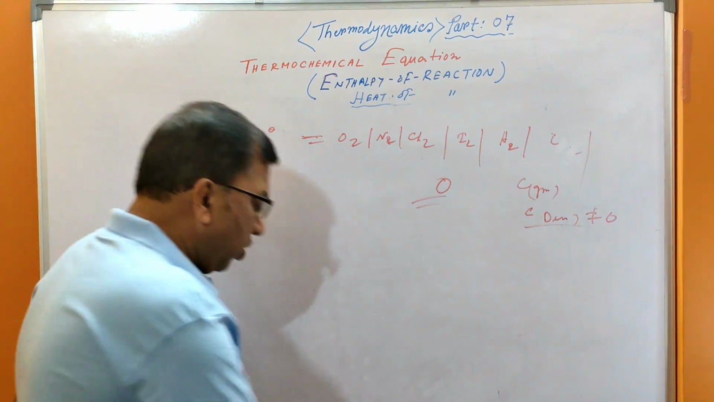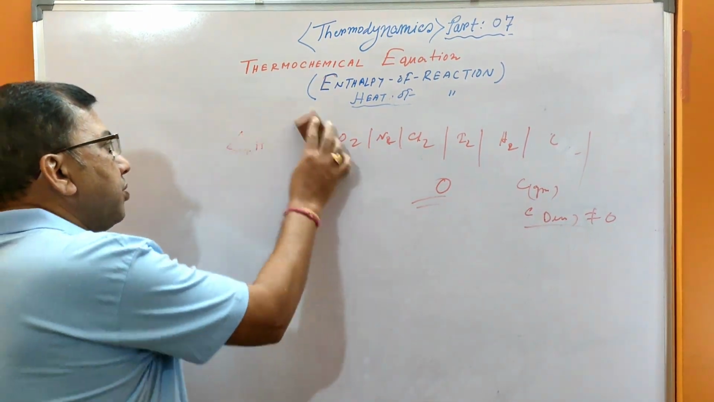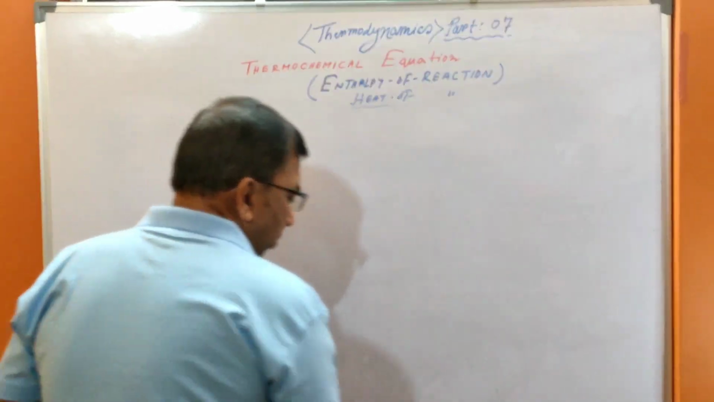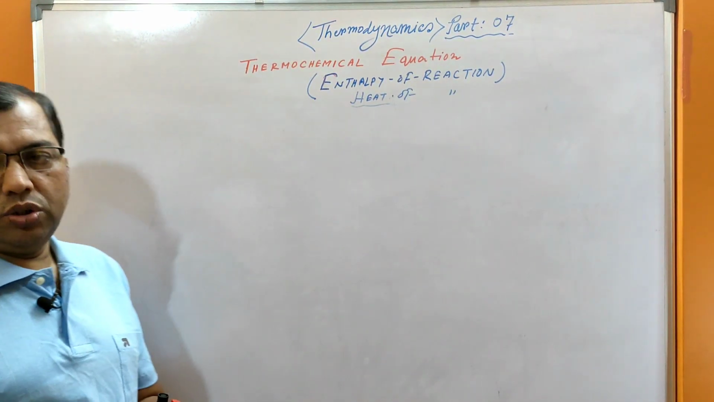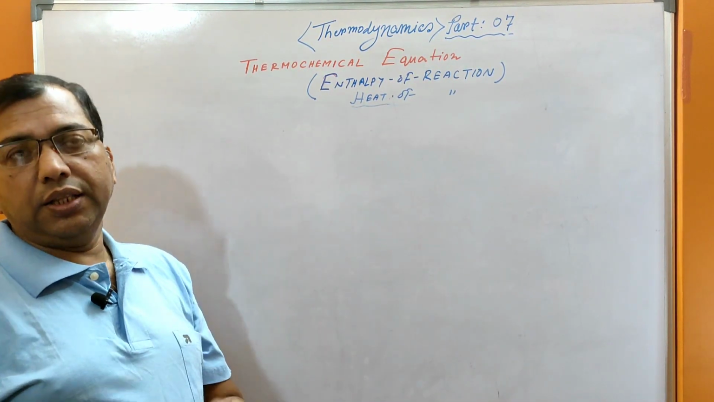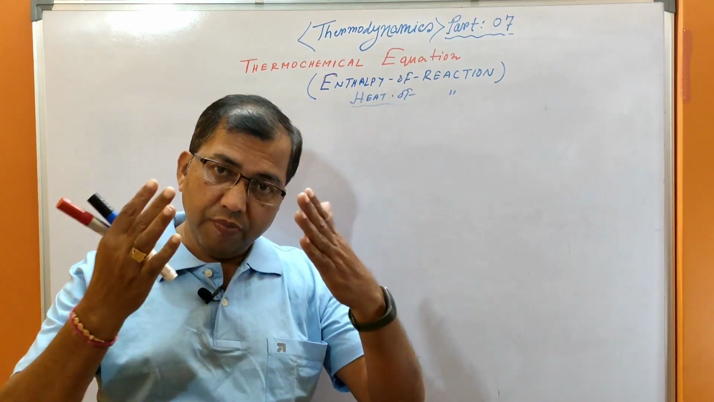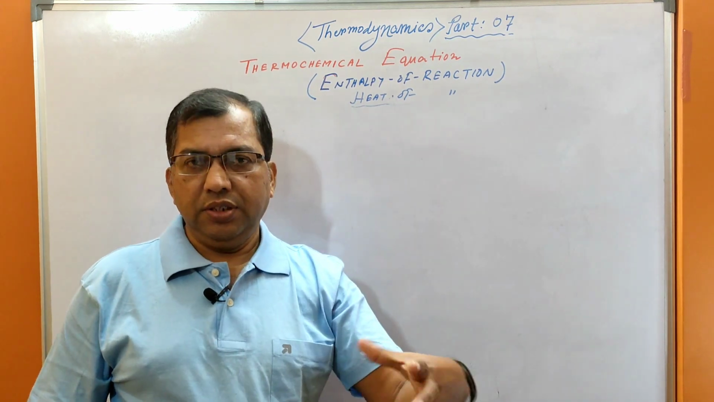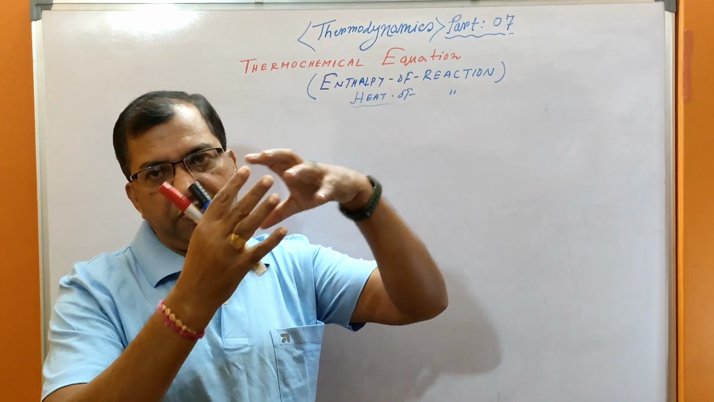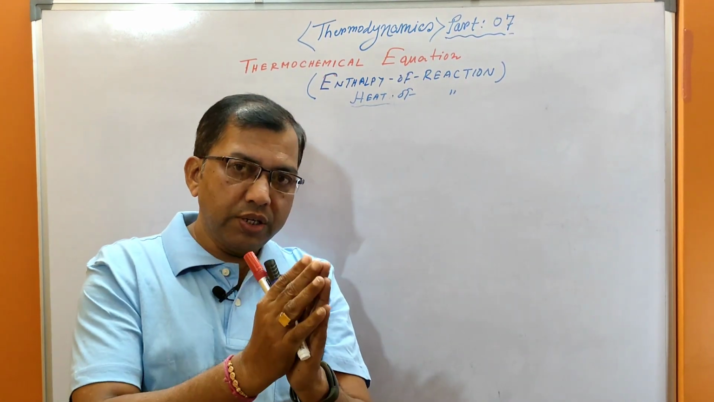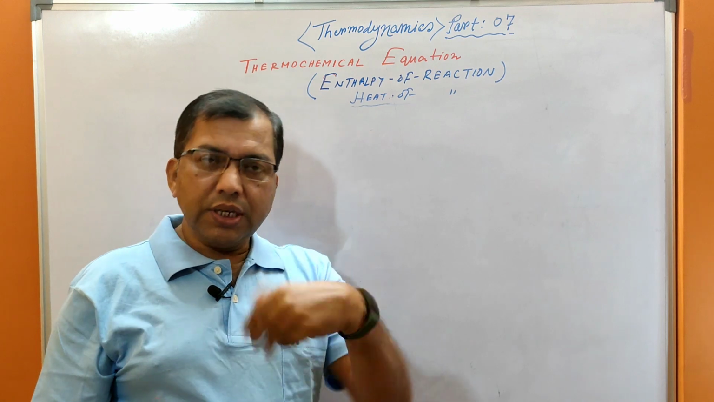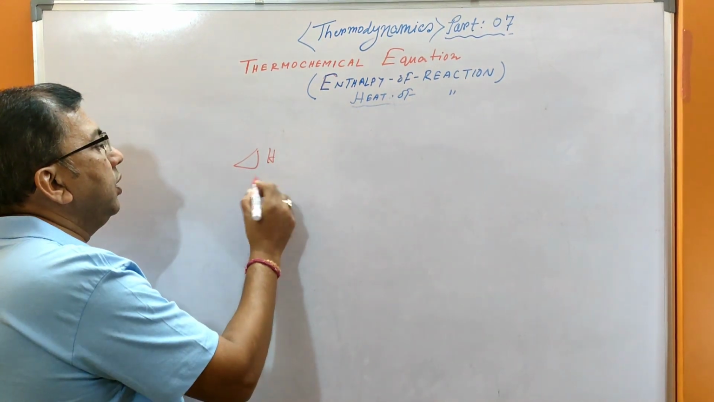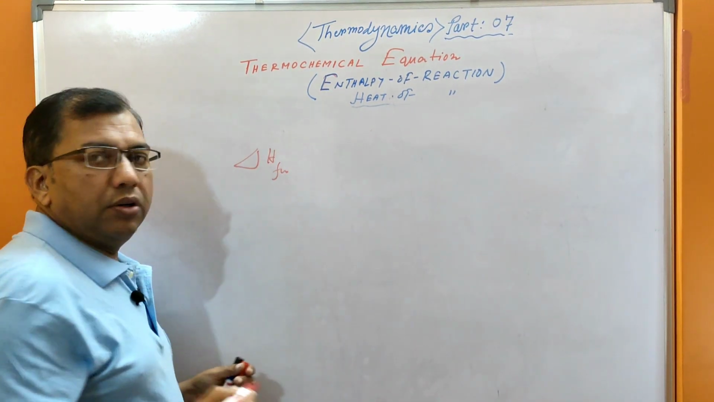There are so many things, so it is not required to discuss all these things step by step. You just have to get the concept by doing some numerical problems. But standard enthalpy of fusion, standard enthalpy of vaporization, standard enthalpy of sublimation, standard enthalpy of formation, standard enthalpy of reactions, all you require. Then for standard enthalpy of fusion, we write delta H fusion.